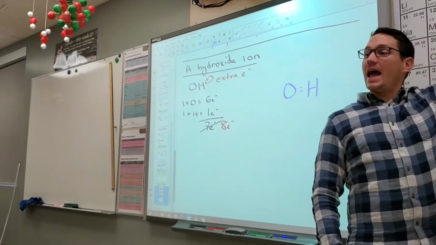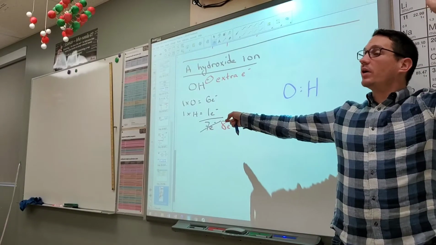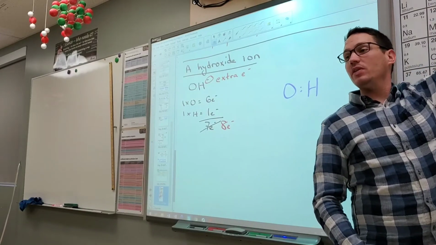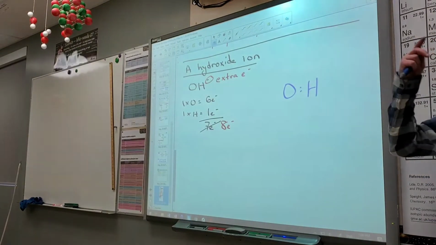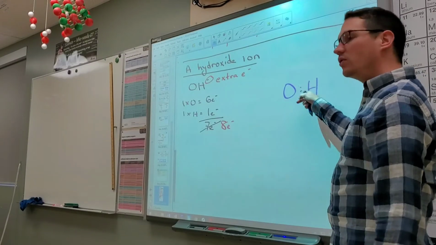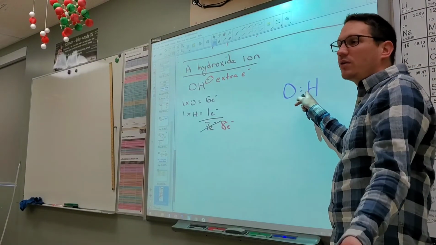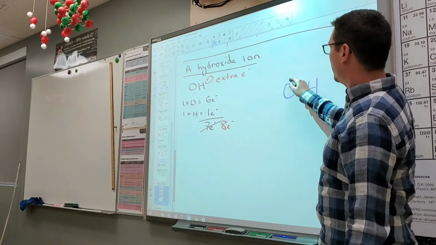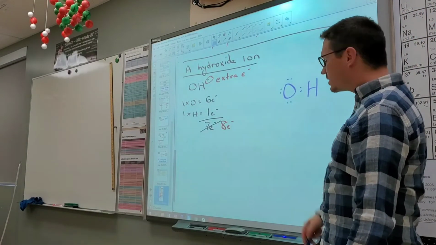It has one to start with. But Luke, what's the maximum number of electrons in that first energy level? Yeah. So hydrogen is full right now. Would you agree? Hydrogen is at max capacity. So the only place we can put it is here.